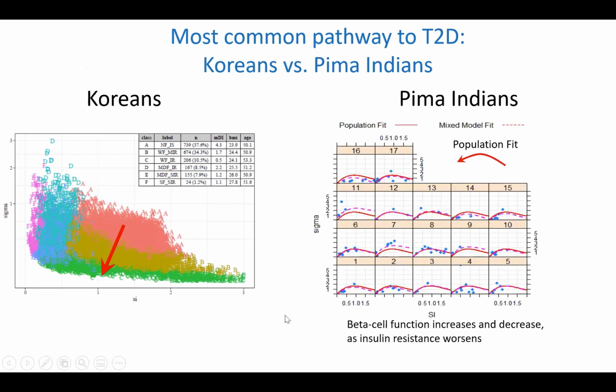Now we see the Pima Indians here. We don't have a large sample size, so I used a linear mixed effect model rather than subclasses. The solid line is the population curve, and the dashed lines are individual curves. As you can see, in the population curve, beta cell function increases and then decreases as insulin sensitivity gets worse. So it is a totally different pathway between Koreans and Pima Indians. This is the heterogeneity between ethnic groups.